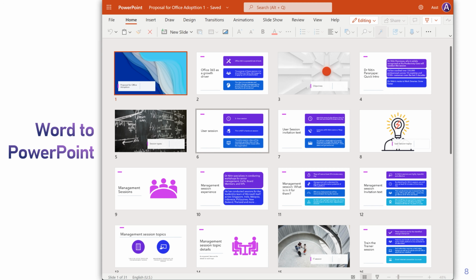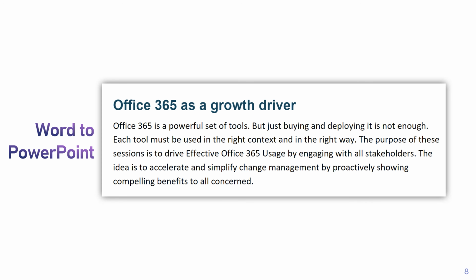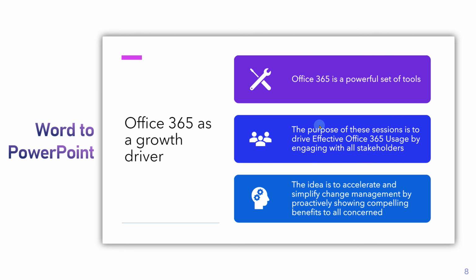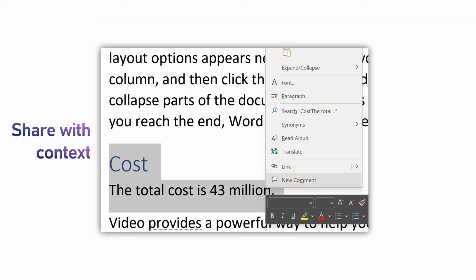Now it created nice 31 slides. They are color coordinated. The design looks good. There are visuals. All this was done automatically. For example, this was the original title and the paragraph, heading and paragraph, but this was converted to a beautiful slide with relevant icons automatically found. This is a great feature in Word.